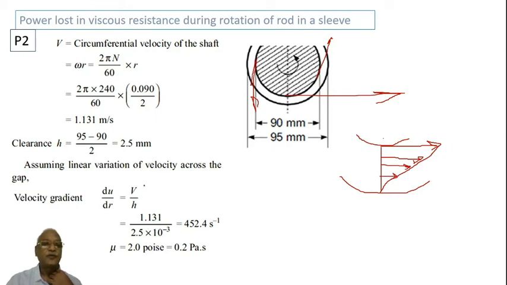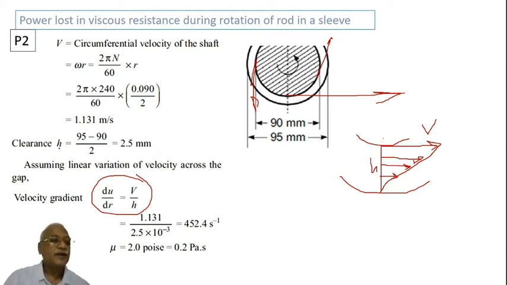Because of that, we take V by T or V by H as du by dr. That is the reason. Because it is a linear velocity distribution, du by dr can be taken simply as V divided by H, the thickness of the oil film.